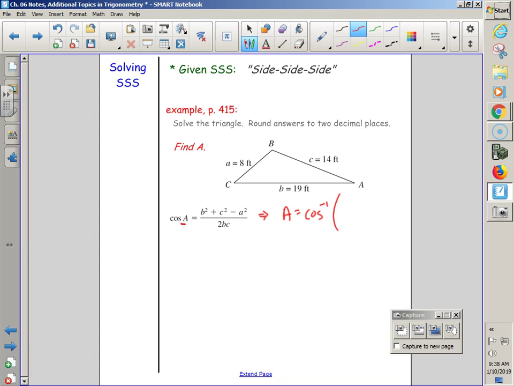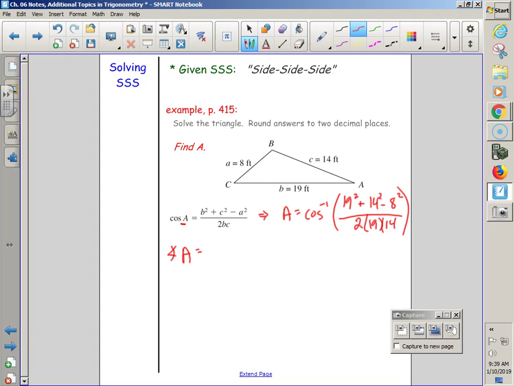Whoa, whoa, whoa. Why did I write A equals cosine inverse before I ever plugged anything in? Because who are we finding? Angle A. So I don't want cosine of A, I want angle A. How can I get A if there's a cosine of an A? Inverse. So B squared is 19 squared. C squared is 14 squared. A squared is 8 squared. All over 2 times 19.